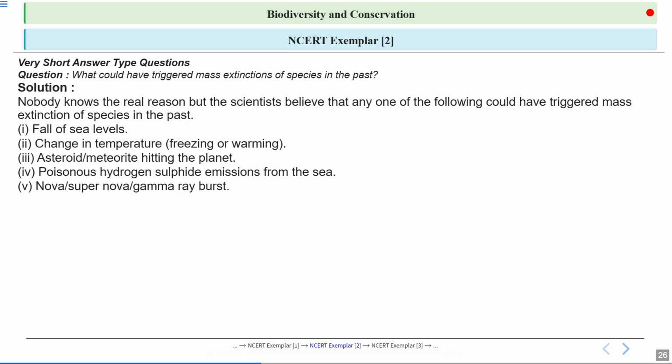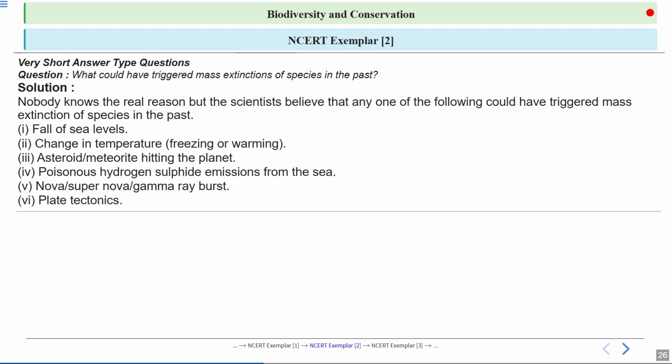Next one is supernova, also called nova or gamma ray burst. This is a massive explosion that happens when a star runs out of fuel and collapses under its own gravity. This explosion releases an enormous amount of energy in the form of light, heat, and high energy particles like gamma rays.